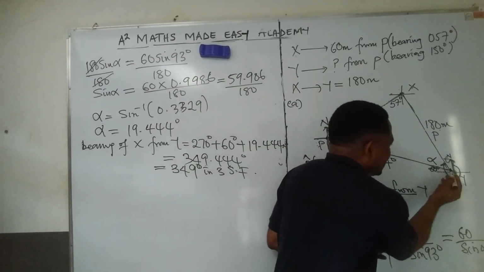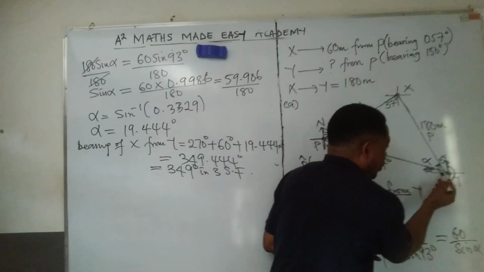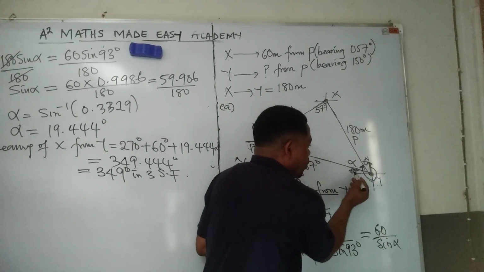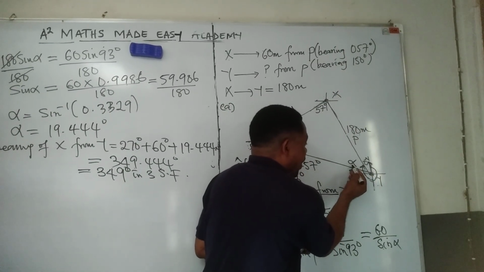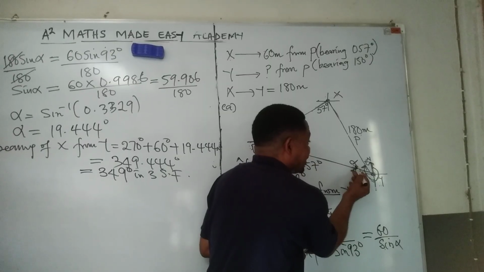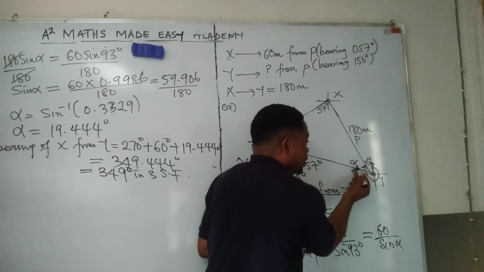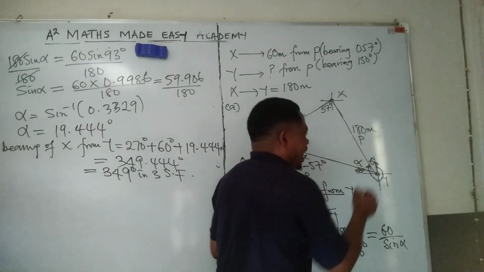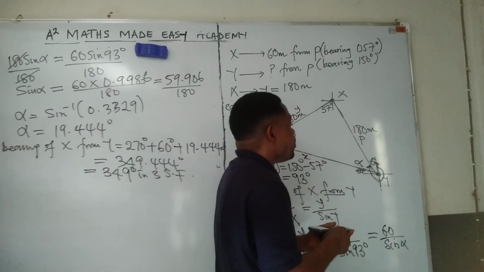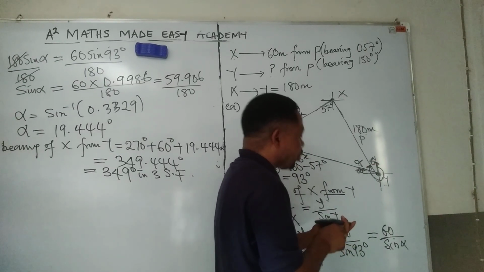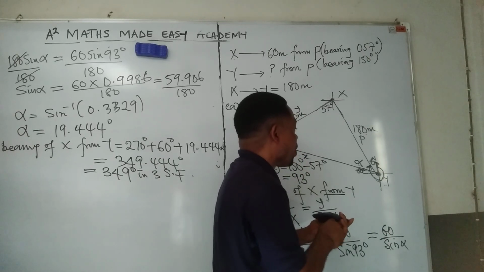Don't forget that in this diagram, angle Y now, look up everyone. This is 90 degrees, right? We have known 60. What is alpha? Alpha is already calculated as 19.444 degrees, right? Then this one we don't know. Consider it as T. What do we do? Make T the subject of the formula. And because it is a right angle triangle, are you with me now?